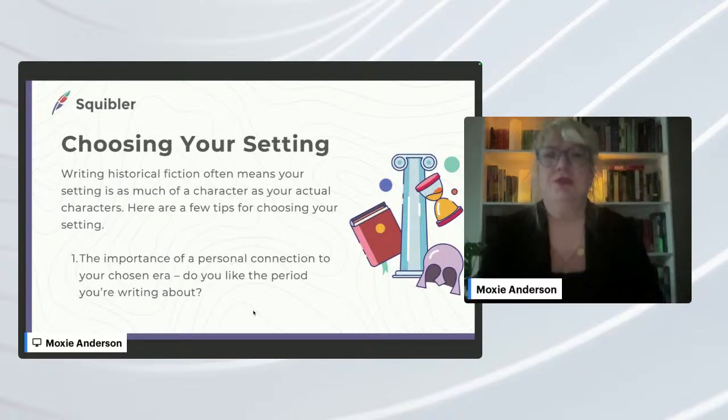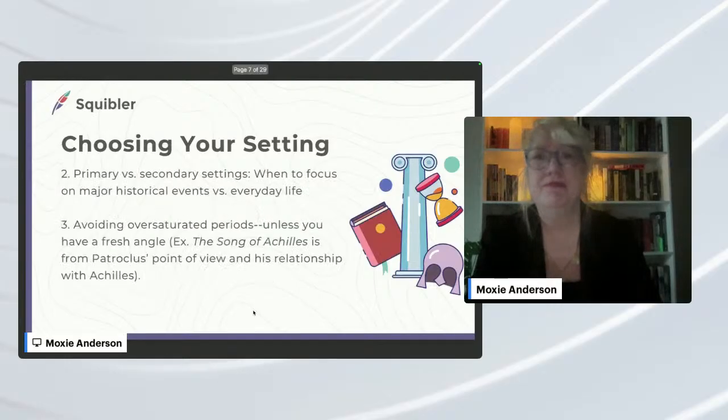So the first thing as you're planning on working on your book is to choose your setting wisely. Writing historical fiction means that your setting is going to be as much of a character as your actual characters will be. So here are a few tips for choosing your period if you have not done this yet. One is your personal connection to your chosen era. Do you like the period you're writing about? If you're writing something and it's not a time period that you're necessarily interested in, you may not end up finishing your book because you'll lose momentum. So it's really important to pick something that you have a natural interest in and that you enjoy reading about.